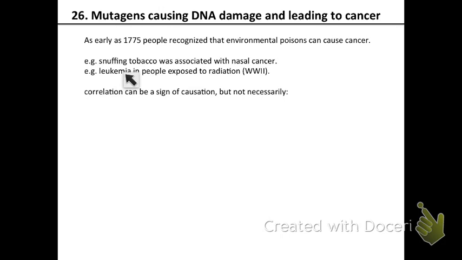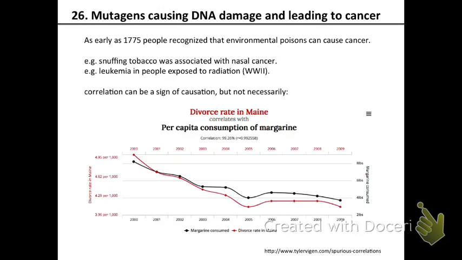And then in World War II, people realized very immediately that leukemia formed in people exposed to radiation, right? So these are very strong correlations, and the correlations are good to look for because they can be a sign of causation, but not necessarily, right? There's a great website where you can actually look at spurious correlations.